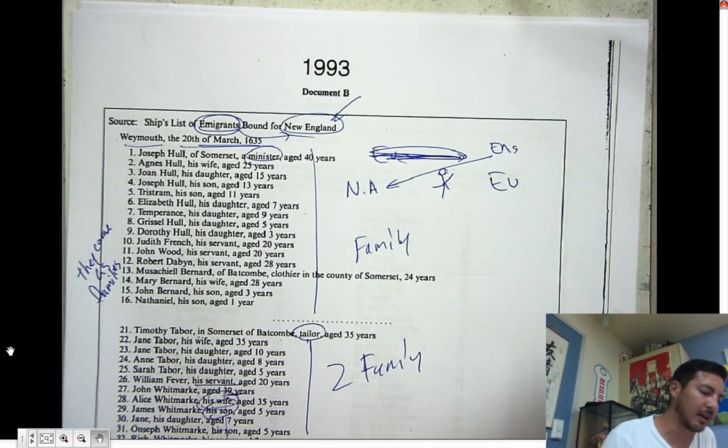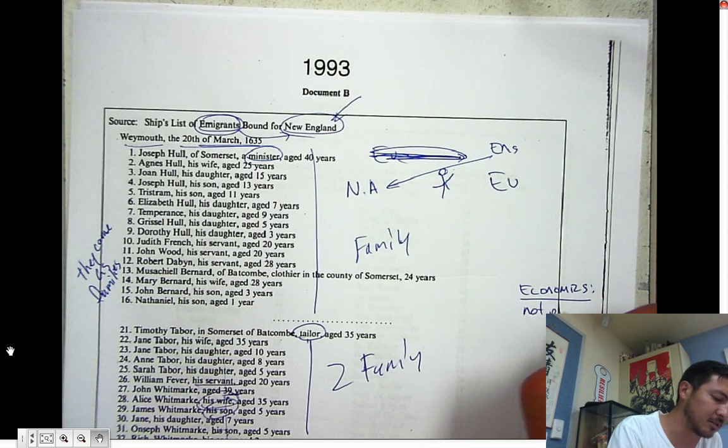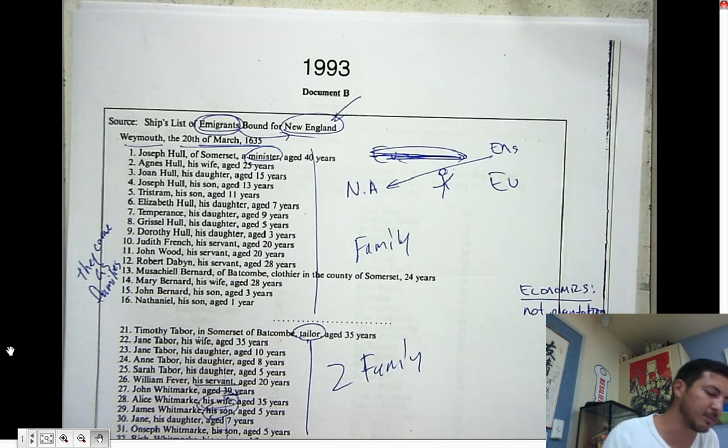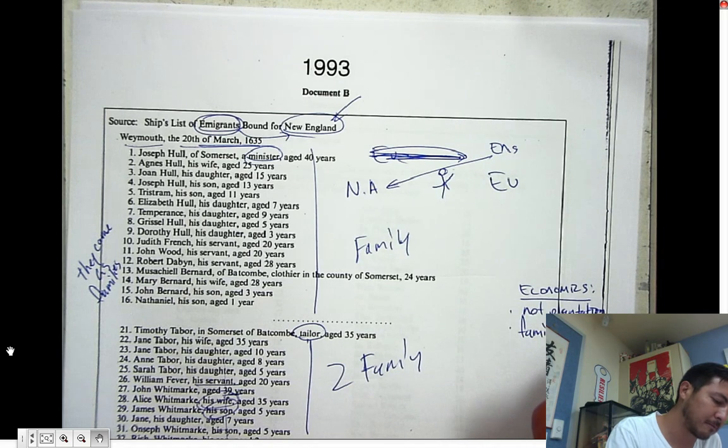Well, economically, I don't know if we're going to have a plantation-based system. So economics, I'm going to put this, not plantation. That's a major difference. We know in the Chesapeake region, there's going to be massive plantations. It's probably going to be family-oriented economics or communal.